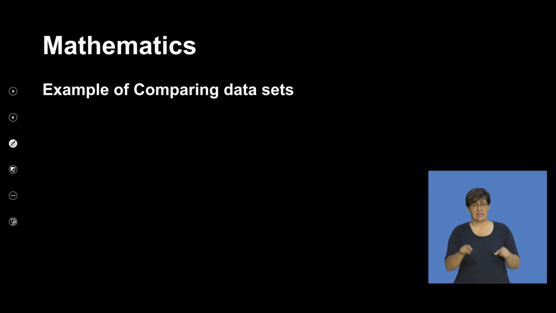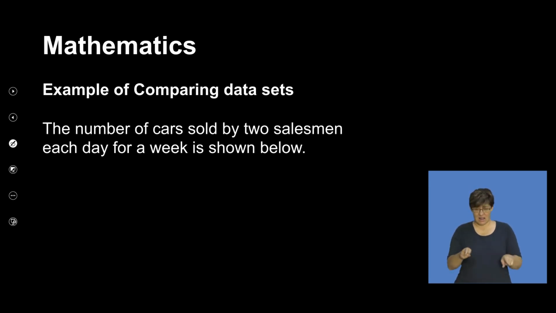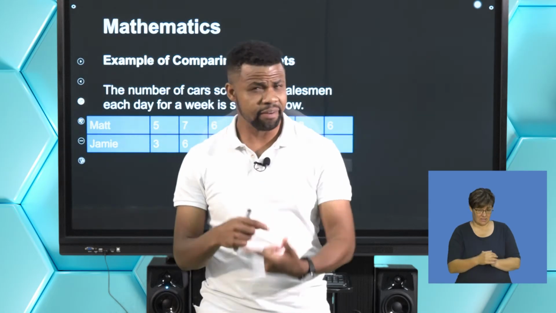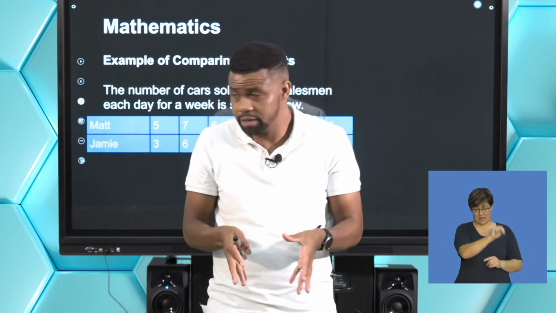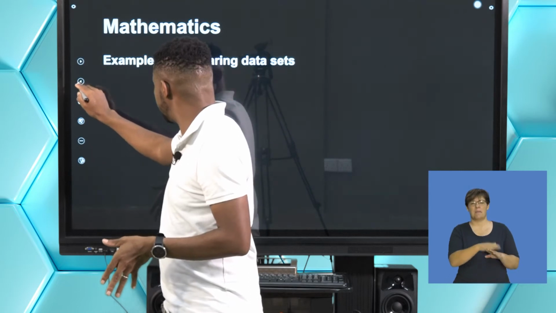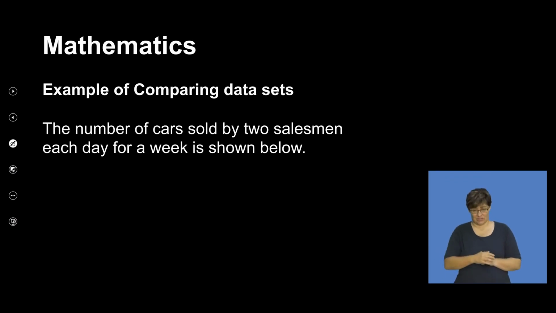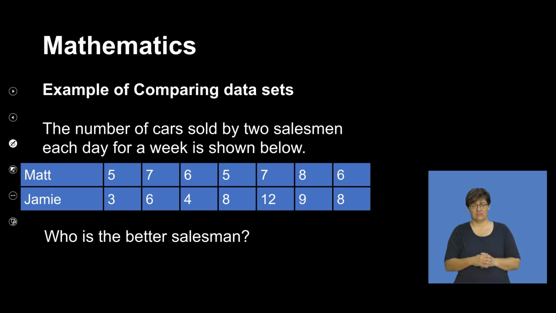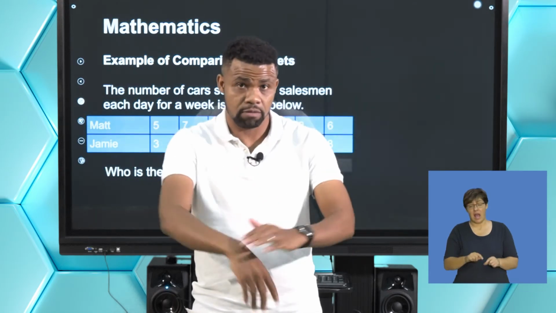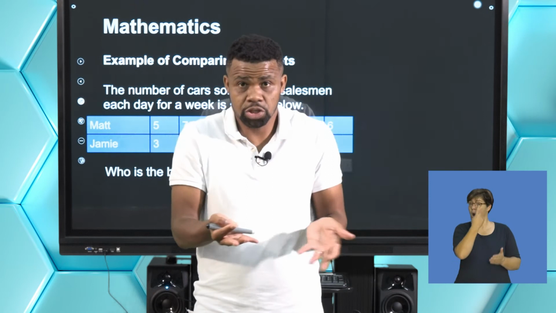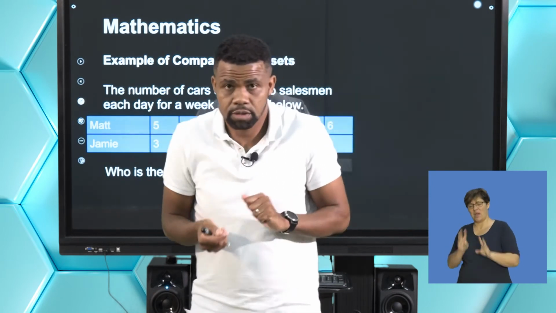So what are we going to look at now? Still the same problem. The number of cars sold by 2 salesmen each day for a week is shown below. We have Matt and Jamie. Still the same cars. We're going to look at another analysis. The first analysis, we calculated the mean. And based on mean, I think Jamie was better with a 7.1 average. But now, same question. Can you approach it differently and not look at the mean? I think it's possible, because mean is not the only measure we can focus on.